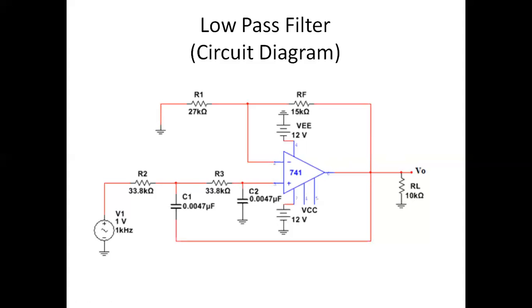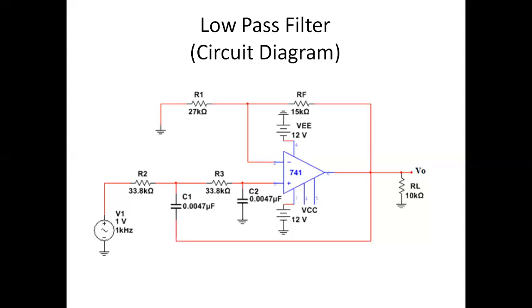Now coming to the next thing, what I discussed is the construction for a low pass filter. For a low pass filter, the connection is like this. For a high pass filter, it is just reversed. The capacitor is going to come here, the resistor is going to come here. I'll explain that once again.